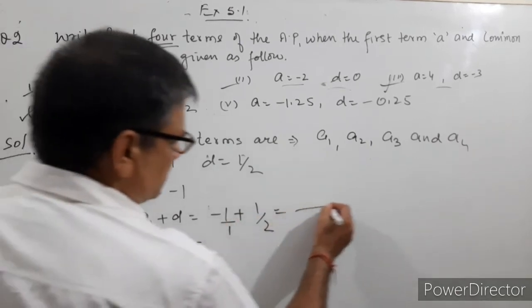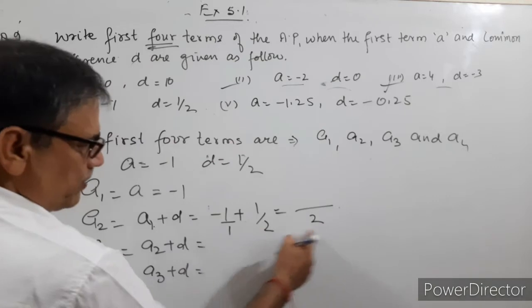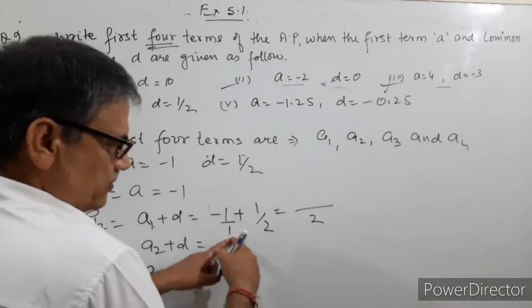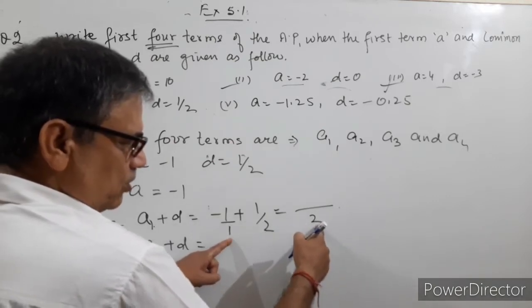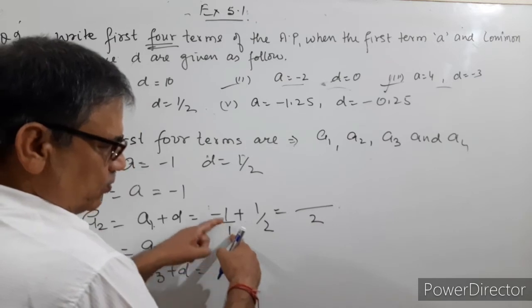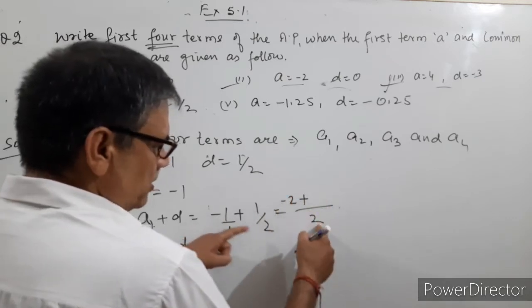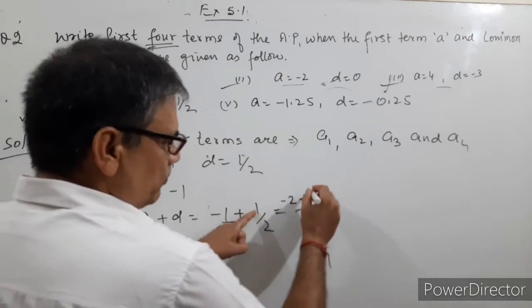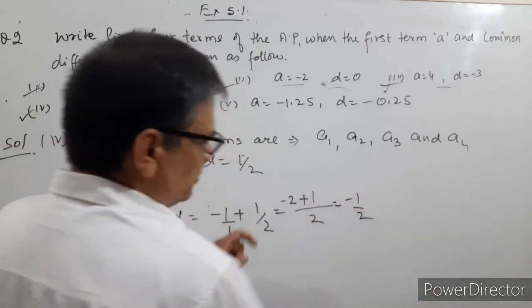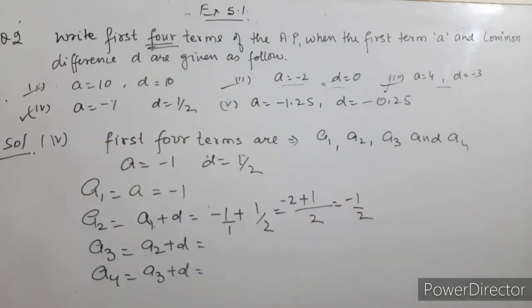Here, taking LCM is 2. 2 divided by 1. The LCM of 1 and 2 is 2. We will divide 2 by 1. So minus 2 plus 1 divided by 2, which is minus 1 by 2. Minus 1 by 2. Here A3 is equal to A2 plus D.